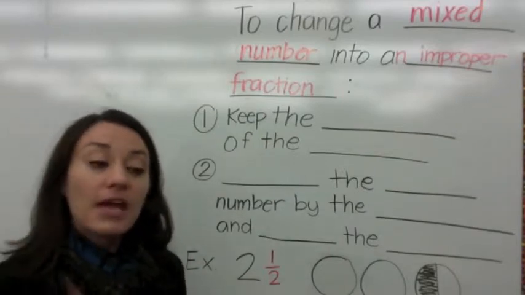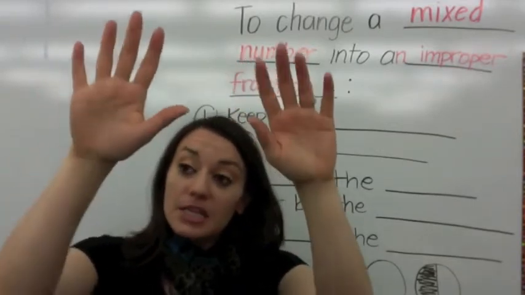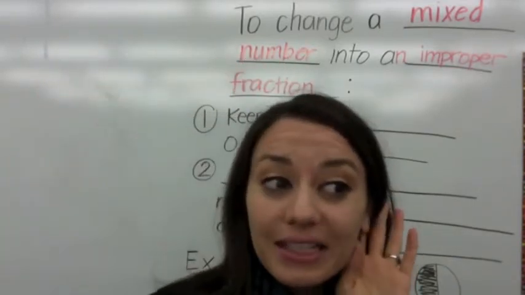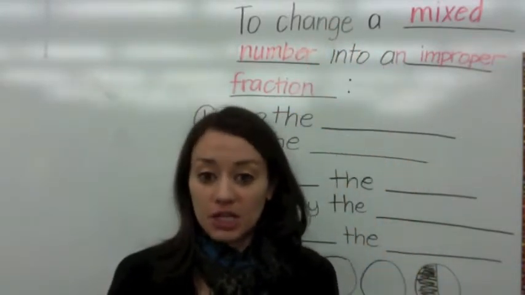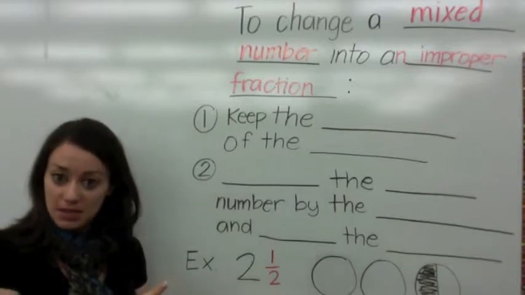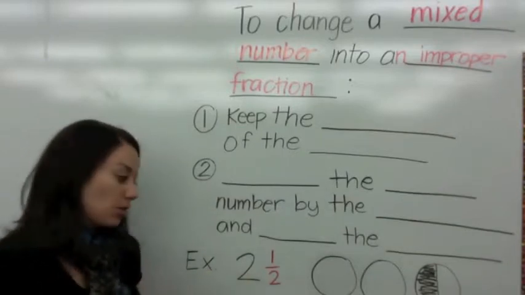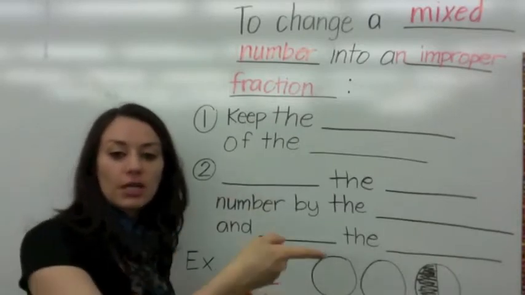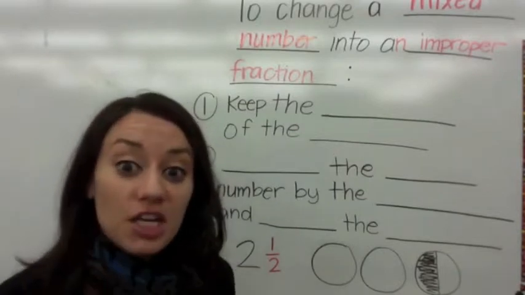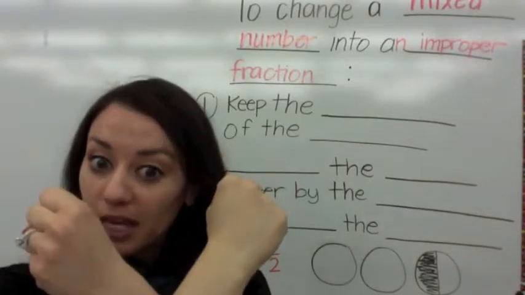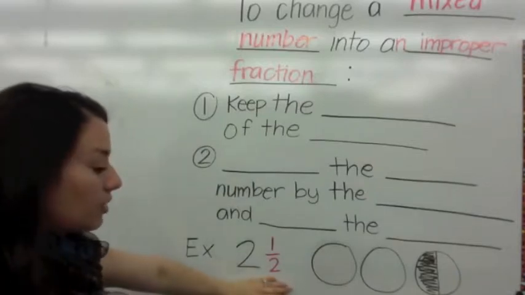Remember, an improper fraction is when the top is bigger than the bottom. It's when what? The top is bigger than the bottom. Okay. We use division in order to get a mixed number. Now we're going to do the opposite. We're going to take a mixed number and turn it into a fraction. So, what's the opposite of division? It's multiplication. That's right.